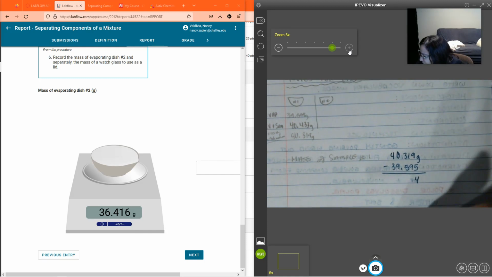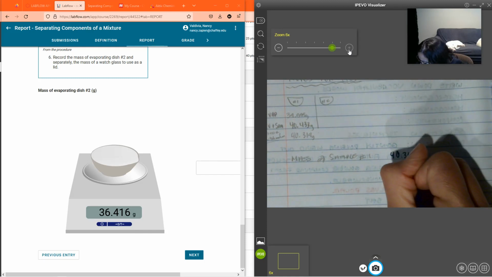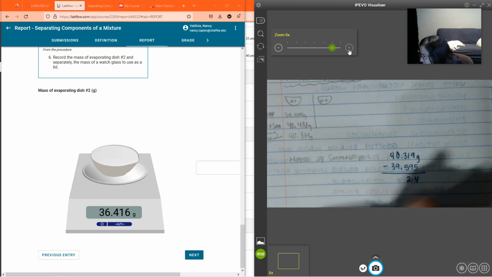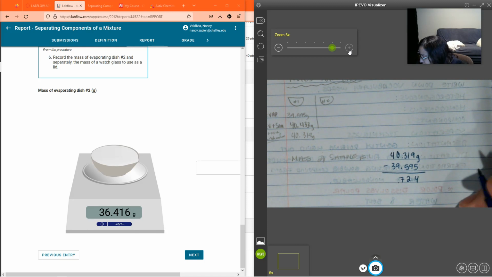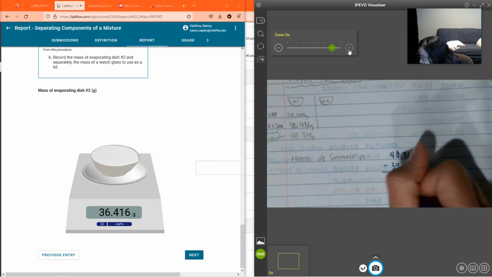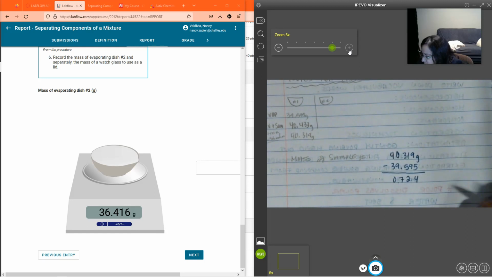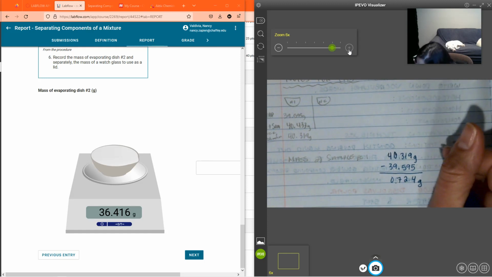That's what? 11 minus 9, 1 more, carry 2. 12 minus 5, 2 more, that's 7. What do we have here? 9 minus 9 is 0. So the mass of our sample is actually 0.724 grams. Okay. And then what is the mass of what we lost? How much got sublimated?